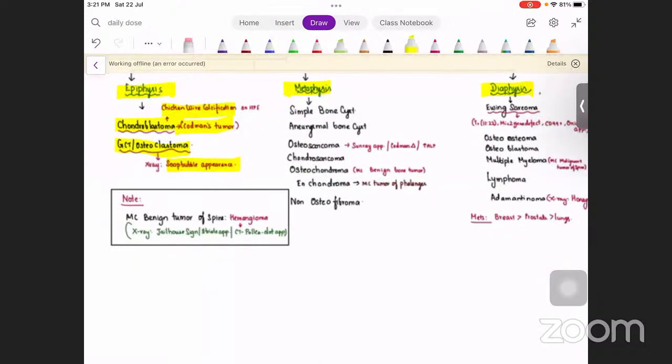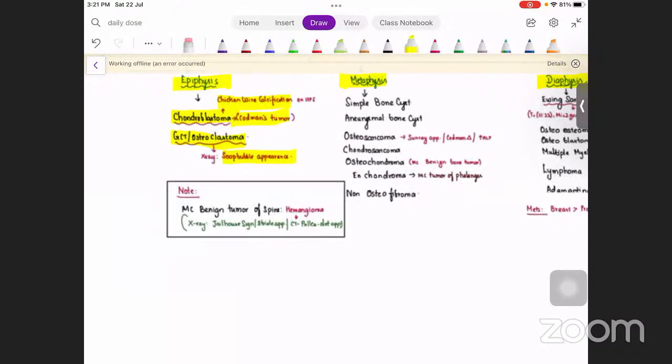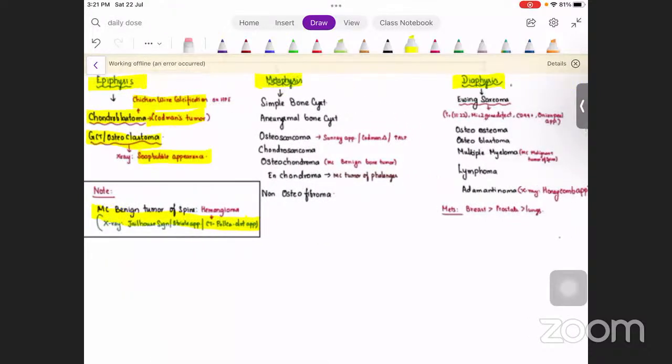Then what is the note? The most common benign tumor of the spine is your hemangioma. X-ray shows the jailhouse sign or striate appearance, and the CT shows the polka dot appearance, or jailhouse sign.